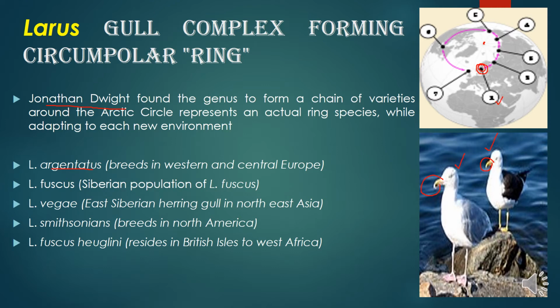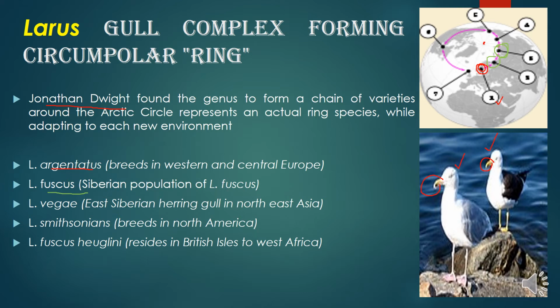So they interbreed with closely sited species. For example, one, that is Larus argentatus, this one that I have drawn in red, breeds in western and central Europe. It can breed with the neighboring population like Larus fuscus, that is the second and the third ring species. So number one can interbreed with second and third because they are closely sited.